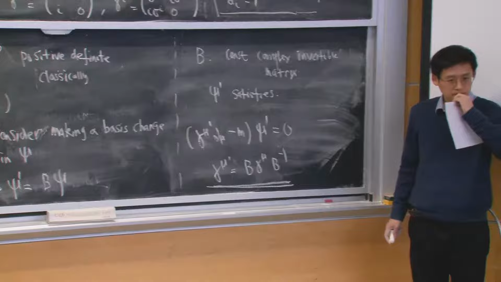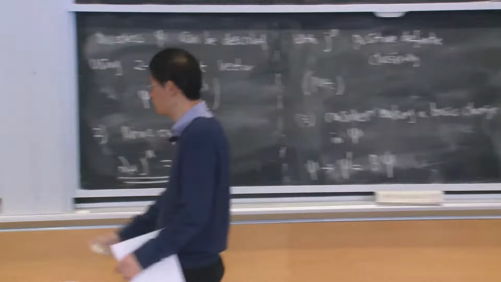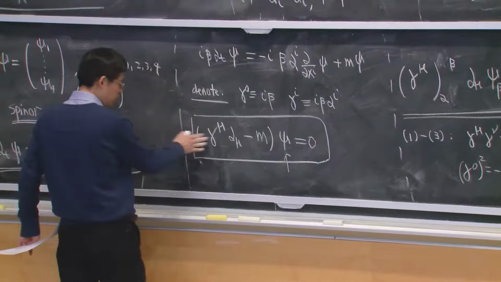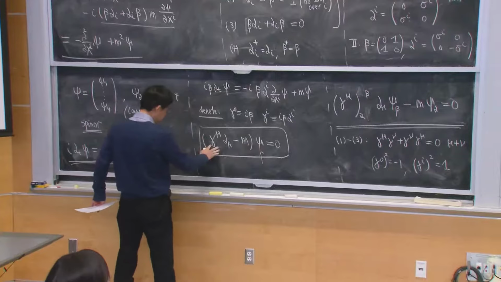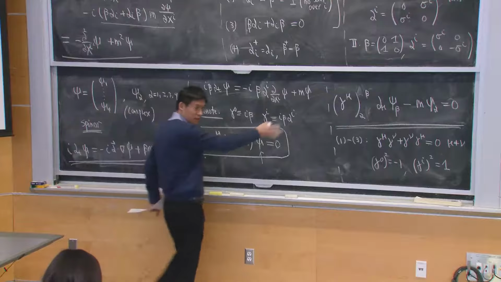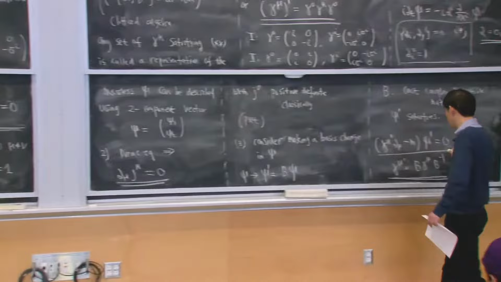So this can easily be shown. You just multiply by b from both sides, multiply b to this equation. For this term, b psi just gives you psi prime. For this term, you just get the b, and then here you can insert b minus 1 b, and then you get that. So you can easily convince yourself, just a couple of lines.